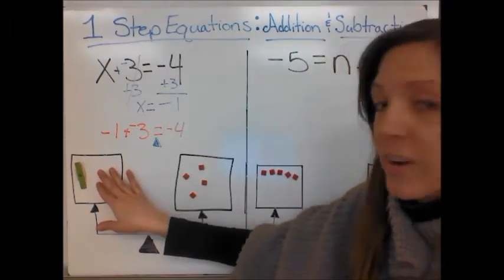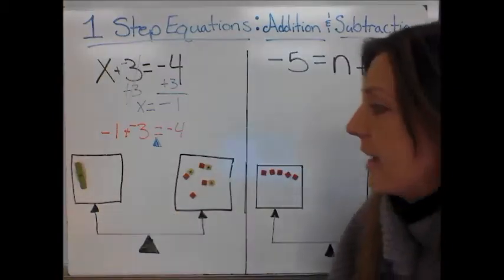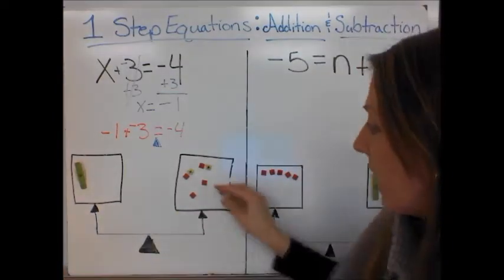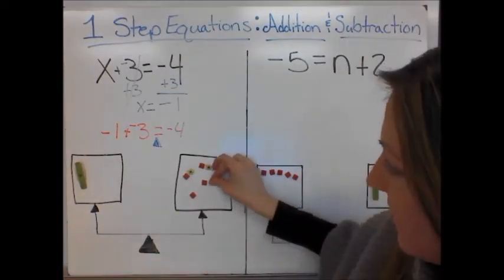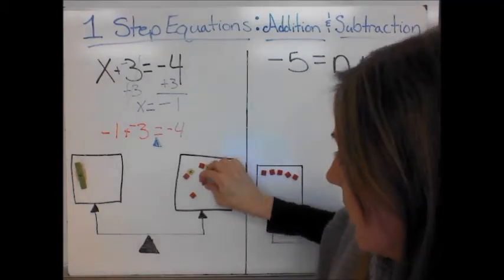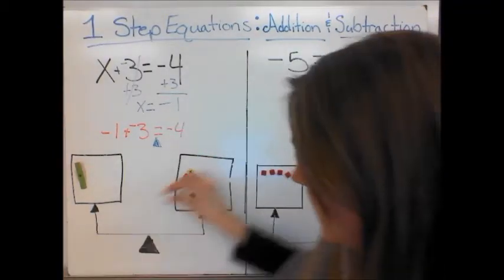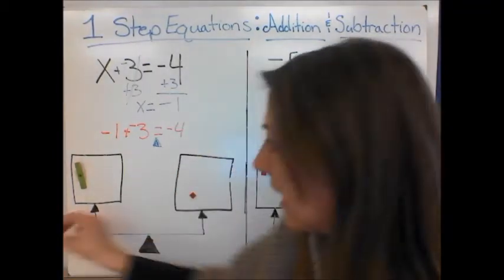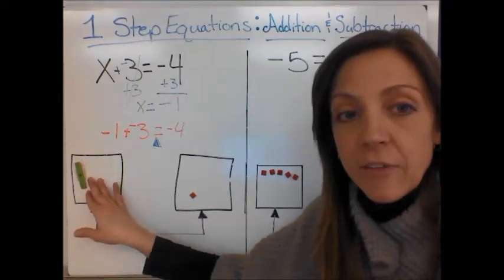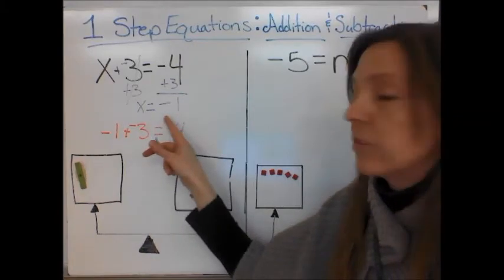Now, whatever I do over here, I have to do over here. So I need to add 3 to this side also. So I added 3 to both sides. When I add 3 to this side, 3 negatives also cancel out. So I can take those away. And I'm left with x on the left and negative 1 on the right. So x equals negative 1.